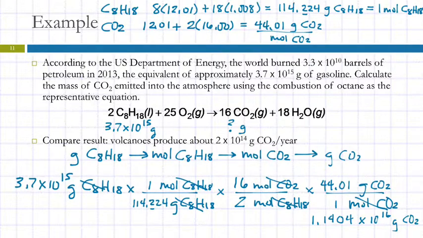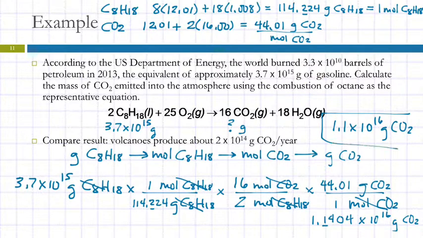So for these calculations, if you have a hard time with significant figures, just use the same number that you started with. So this would be 1.1. That ultimate answer would be 1.1 times 10 to the 16th grams of CO2. That's a lot of CO2.